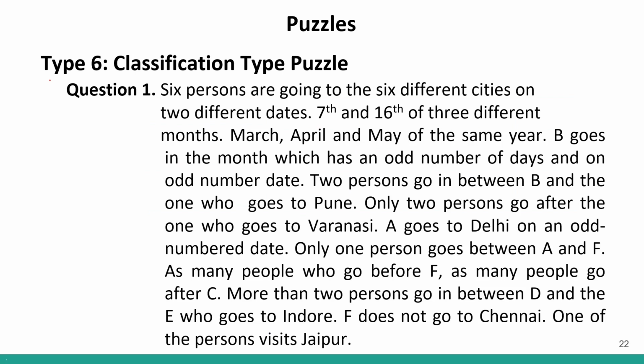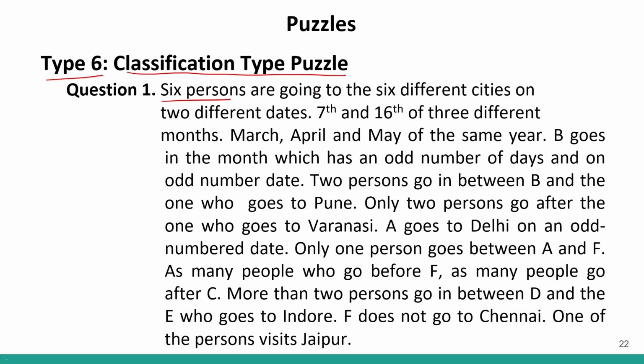Then we have type 6, which is the classification type puzzle. A classification type puzzle means we can have one attribute, two attributes, three attributes. Based on that, we have to solve the question. So let us look at this data. Based on this data, we might have 2 or 3 questions. Okay, so let us solve this data.